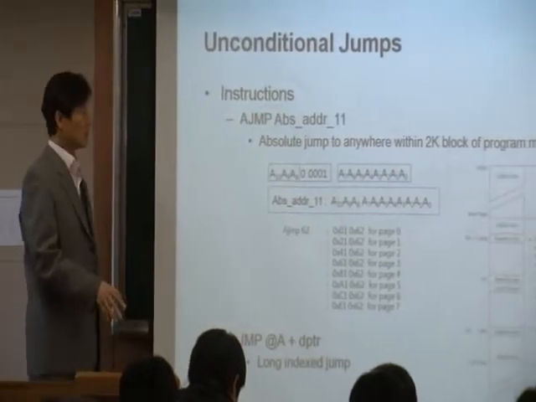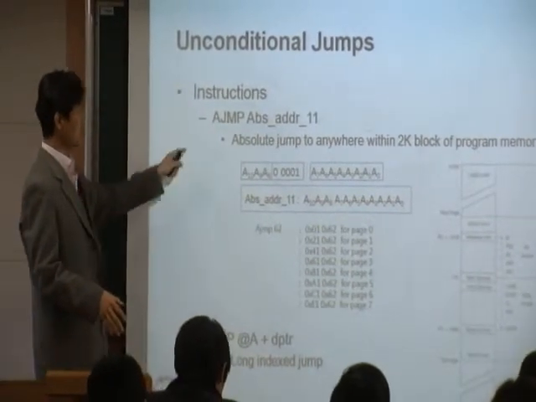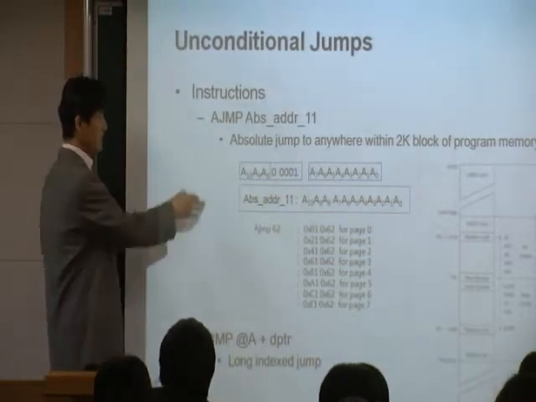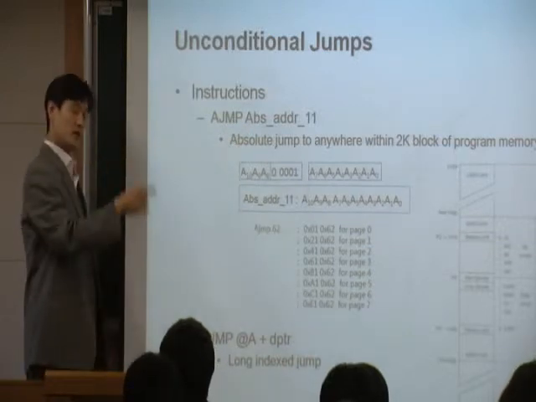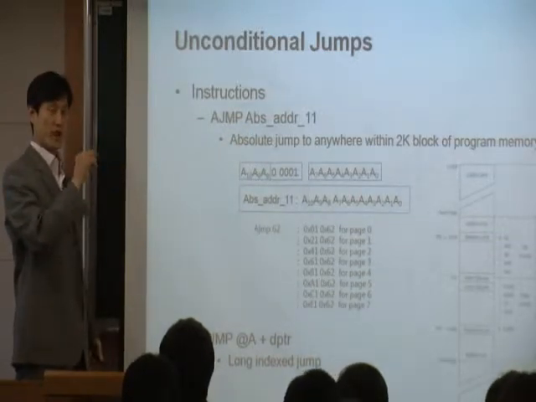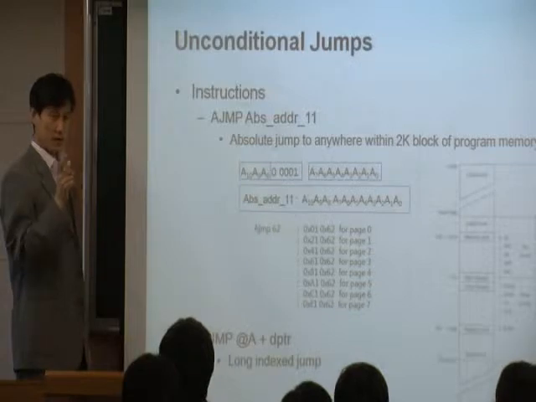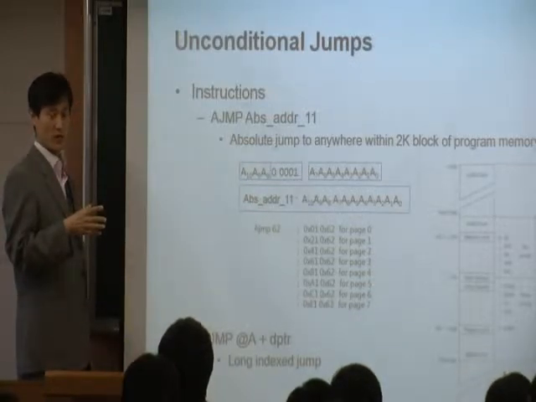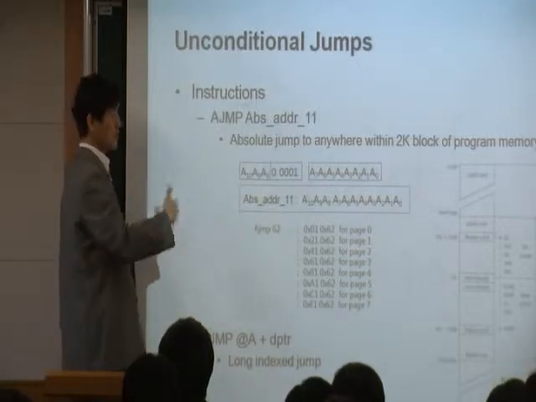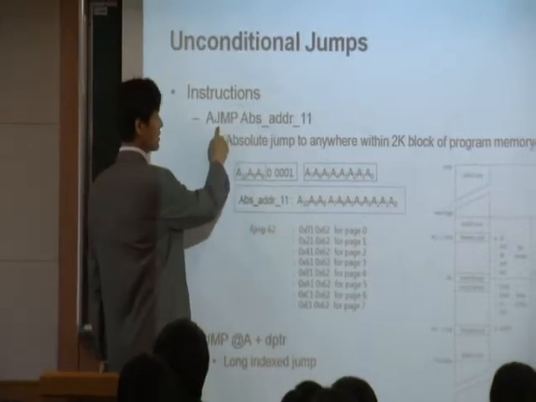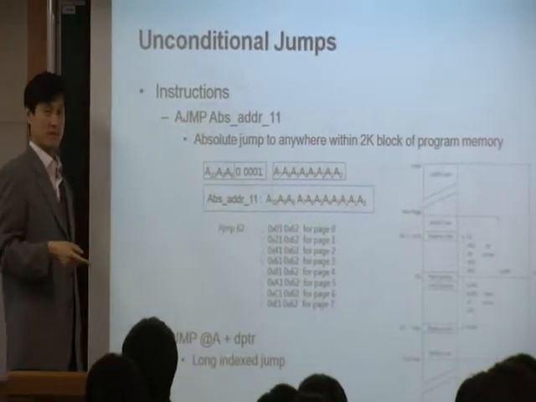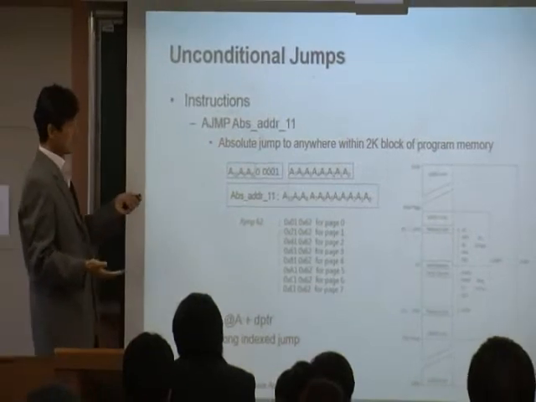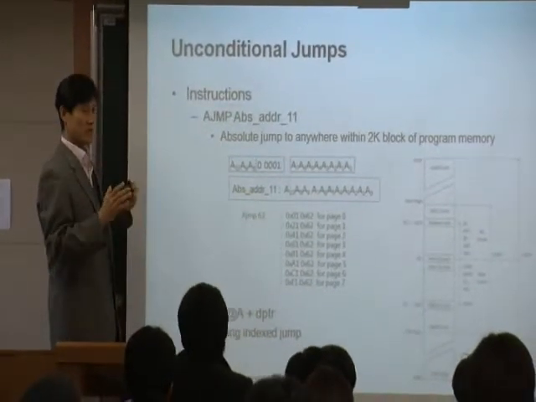There's a third one called absolute jump, AJMP. In this case, it's a little bit different. In the previous short jump, you have an 8-bit relative address, and in long jump, you're using 16 bits, which covers the total address space. In AJMP, you are using 11 bits. Somehow it's between short jump and long jump. In this case, you are using 11 bits of address.